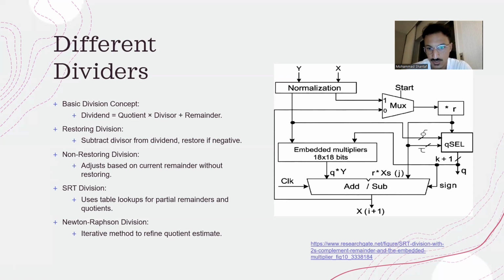Over here on the right side, there's an example of an SRT division. We can see it consists of a normalization and two inputs, a multiplexer, a multiplier, and an adder or maybe a subtractor, depending on the concept used.